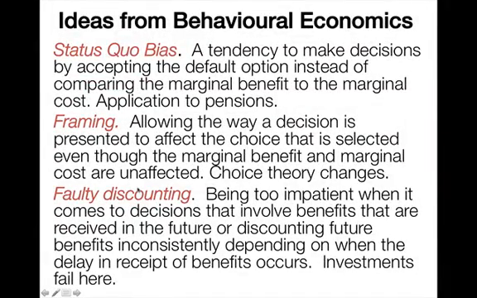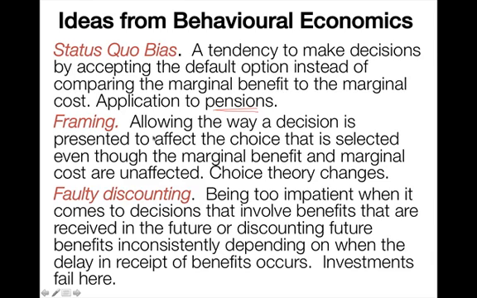There's lots of very cool ideas from behavioral economics which are being explored at the moment. One is called status quo bias, the tendency to make decisions by accepting the default option instead of comparing marginal benefit to marginal costs. The way to understand this is to think about applying it to pensions. The truth about it is many people don't have pensions because they're not switched on by default. That's probably true, and it's probably true of things like Windows and the QWERTY keyboard and all that.